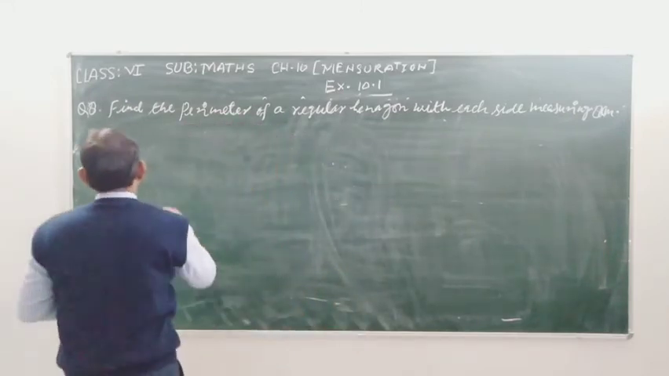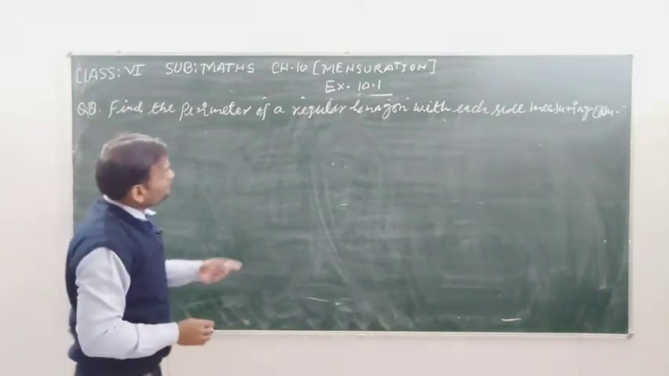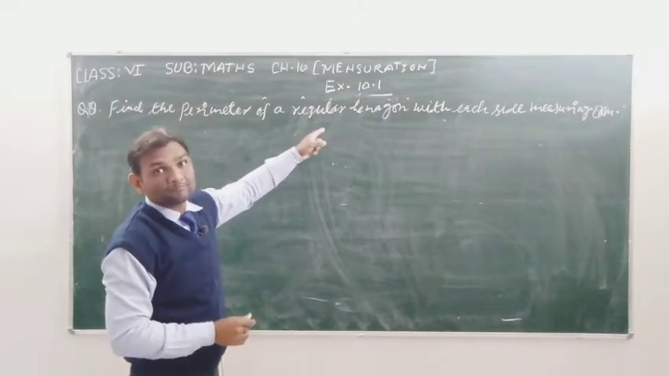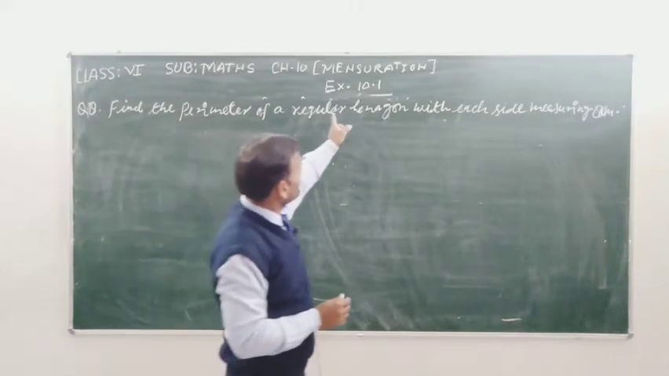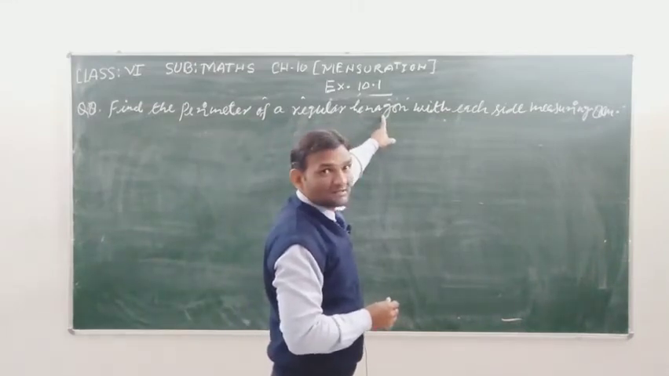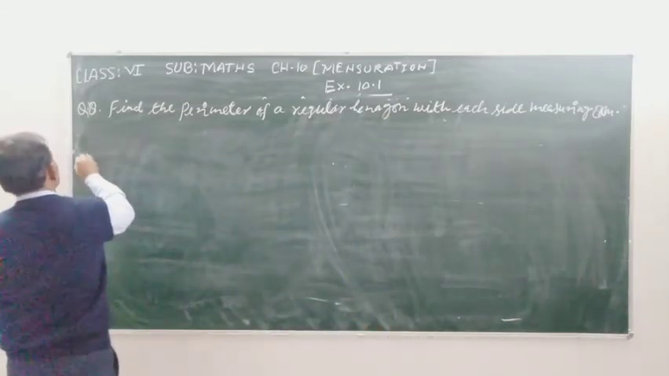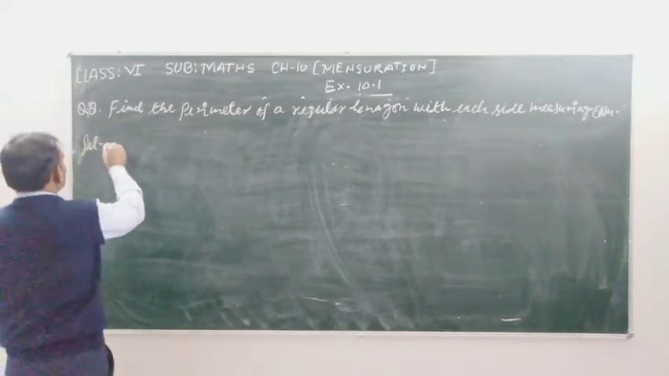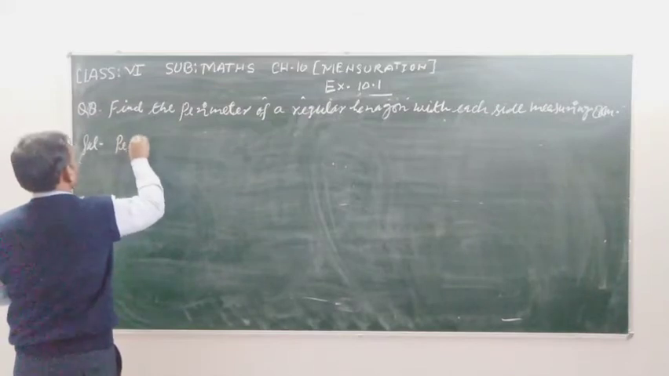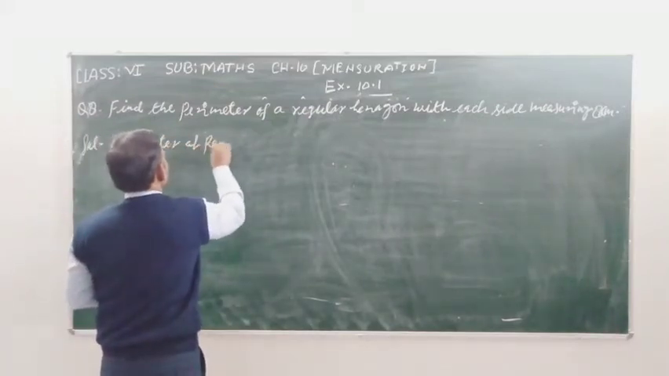And you know the formula for finding the perimeter of a regular figure: number of sides into length of one side. So perimeter, one liner question. Perimeter of regular hexagon.